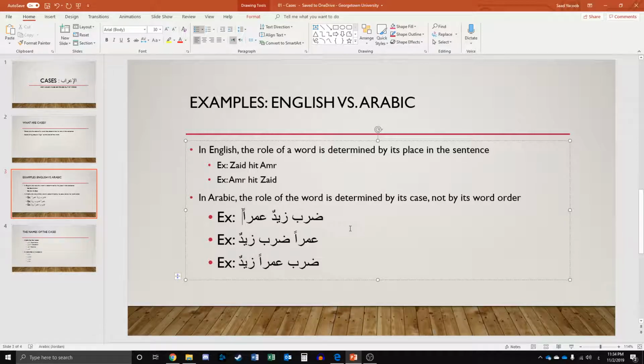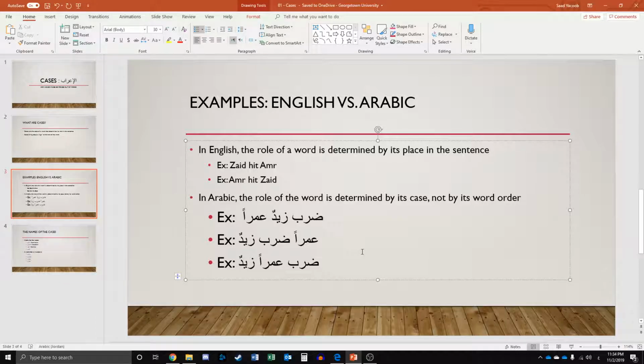Now, how do I know that in Arabic, word order technically doesn't really matter? If I said Amran ضرب زيد, which is this exact same sentence here, we put Amr in the beginning, we put Zayd at the end. What does this sentence mean? This sentence means Zayd hit Amr. Nothing changed. Zayd hit Amr. This is what it means.